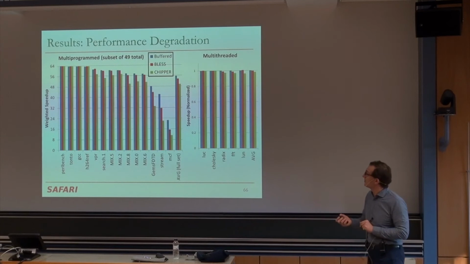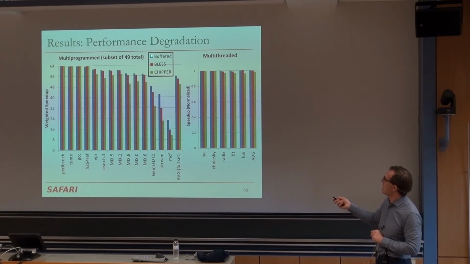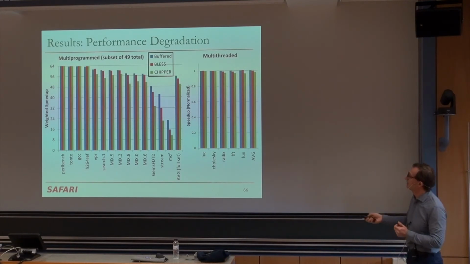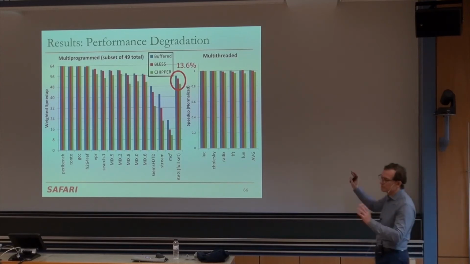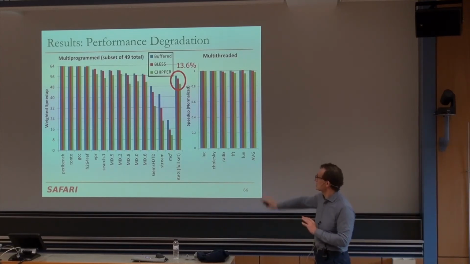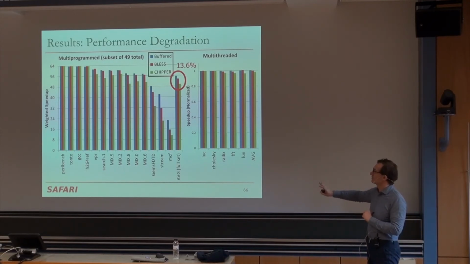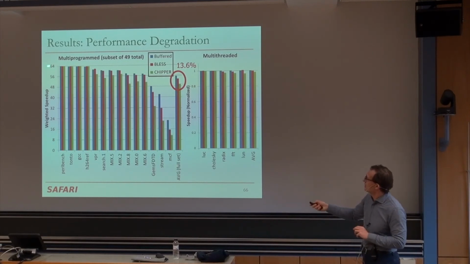Okay, so let's take a look at performance first. What is the performance degradation that you have going from an aggressive buffered network to BLESS to CHIPPER? And if you look at the performance degradation, CHIPPER is worse than BLESS. Actually, BLESS has optimistic assumptions, as we will see. This doesn't take into account the router latency increase because of BLESS. That's okay. But if you look at it, there are some workloads. On average, the performance loss in multi-program workloads is about 13%.